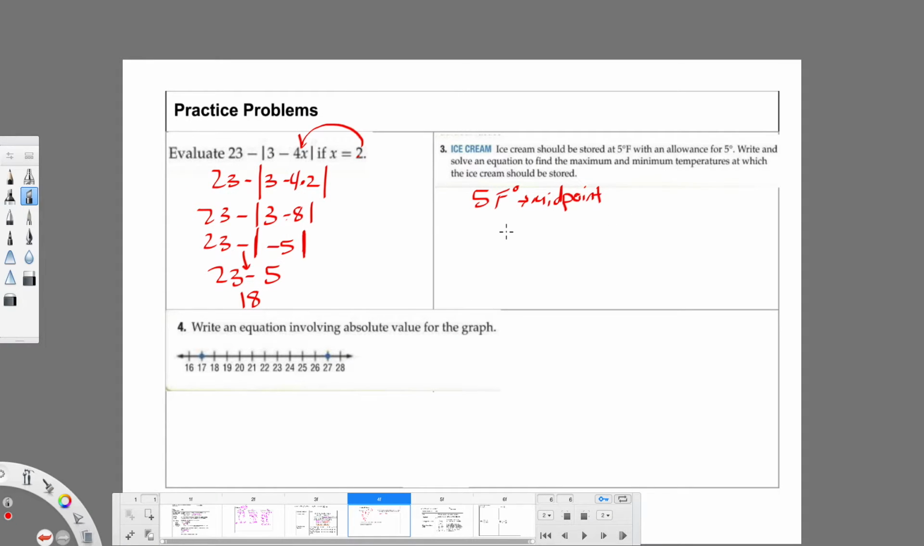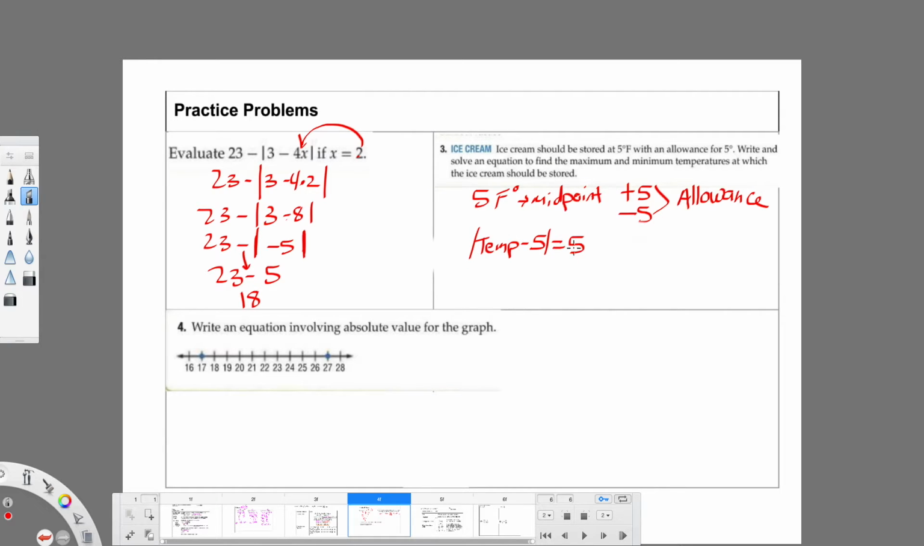So this is where we want it to be. But there's an allowance for 5 degrees. So that means it could be plus 5 degrees, it could be minus 5 degrees. So this is our plus and our minus, because this is our allowance. Allowance is plus and minus. All right, so the equation we want to write is the absolute value of temperature minus 5 equals 5.